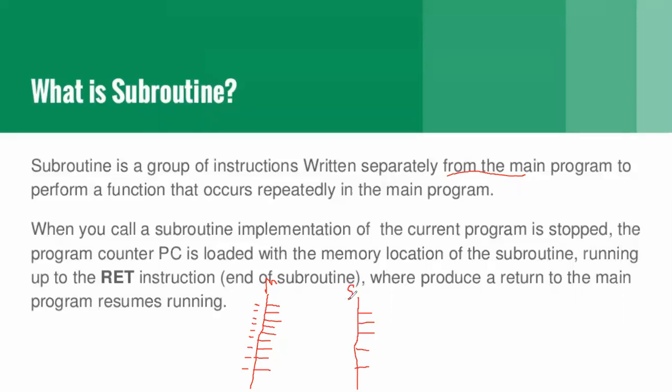So this subroutine program is called inside the main program. How can it be done? By using a call instruction. And how to get back from the subroutine to the main program? By using a return instruction. Jumping to the separate outside function is the call instruction. Returning back from the subroutine program into the main program is the return instruction, RET instruction.